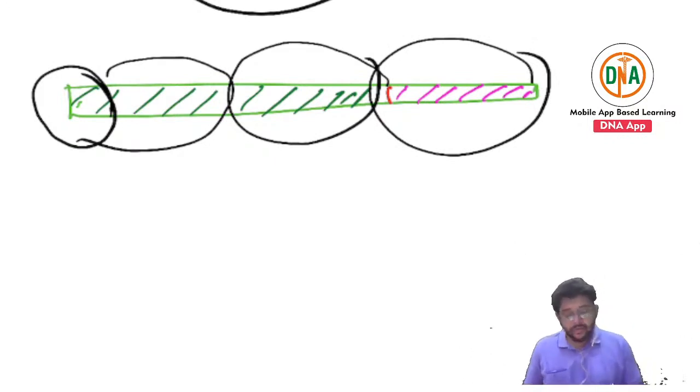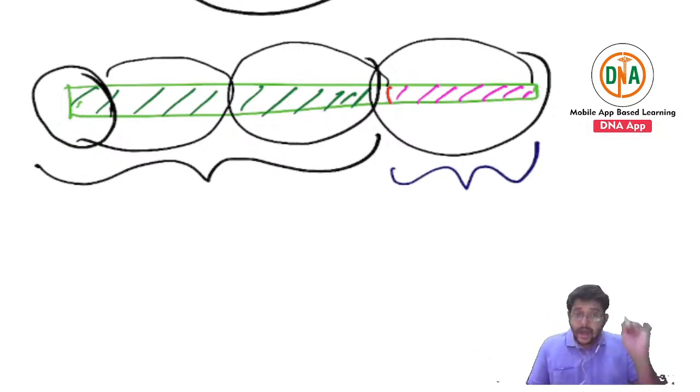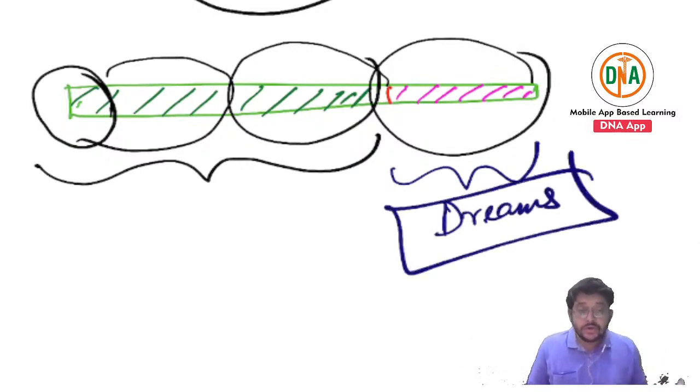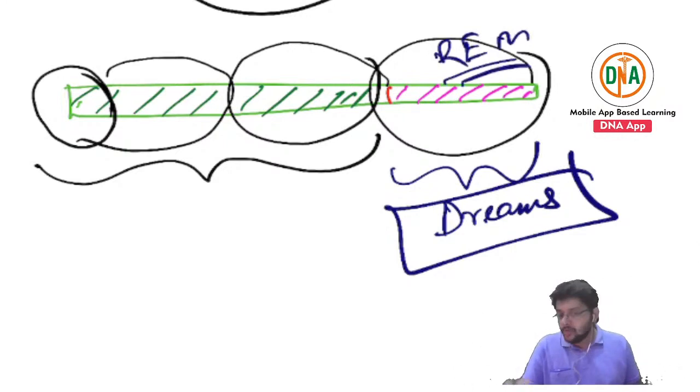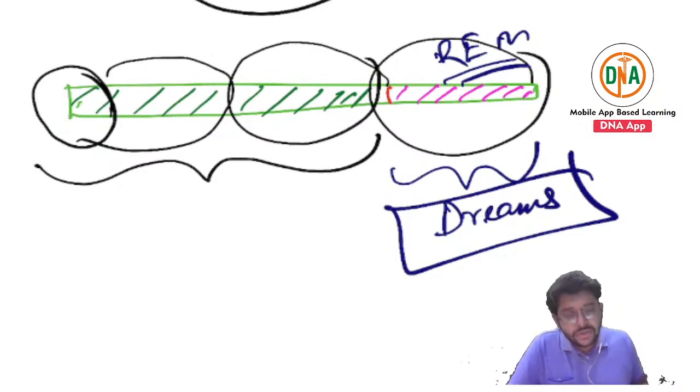Understood? Now, in this zone, normally dreams do not occur. Even if they occur, we cannot remember. However, in this zone, dreams occur, and mostly we can remember those dreams. So if someone asks you in which phase of sleep dreams occur, the answer will be REM sleep. In non-rapid eye movement sleep, dreams may occur, but we mostly cannot remember.